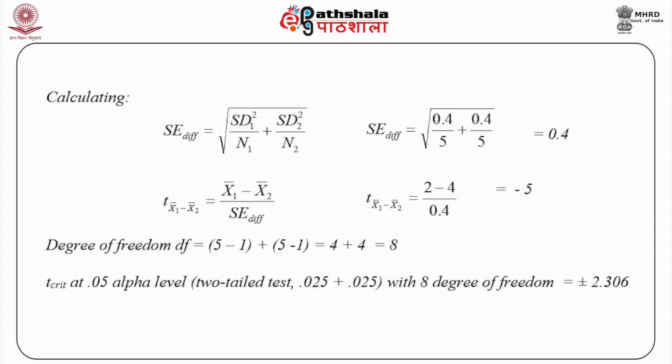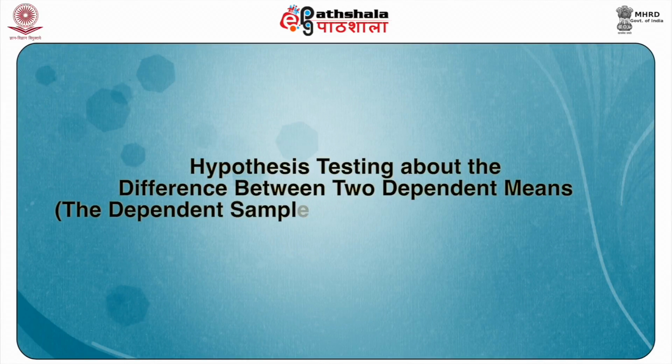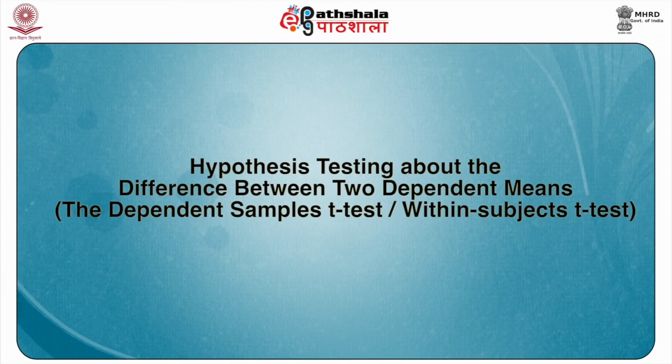The conclusion is that the t-score observed from our data, that is minus 5, falls beyond the critical value of t obtained from the table. Thus, we reject the null hypothesis as our obtained value is more than the critical value, and conclude that the children who play violent computer games are more aggressive than the children who do not play such games.